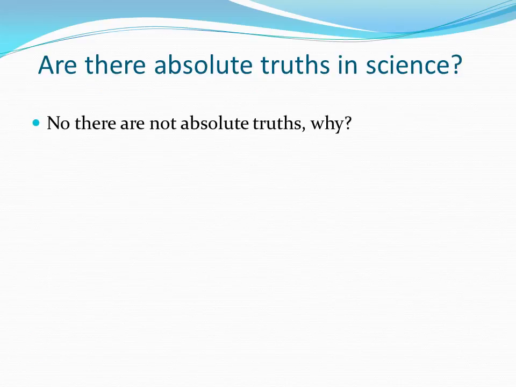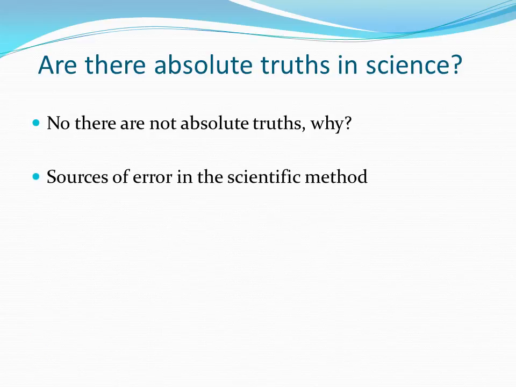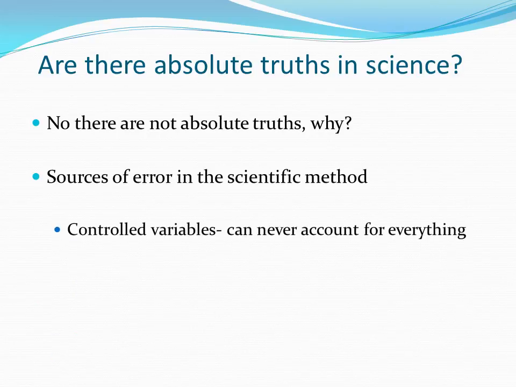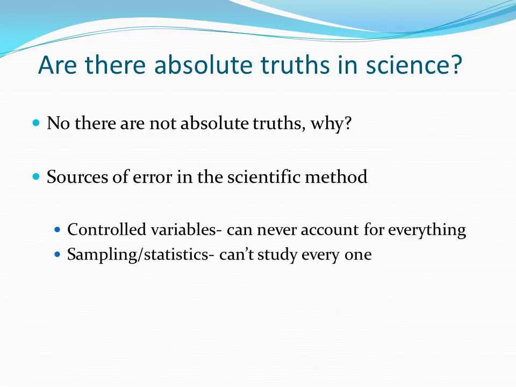Now, are there absolute truths in science? Not really. Absolute truths are really difficult because there's a lot of error in the scientific method pathways. Okay? You can never account for all the control variables. So the key here is when we set up our experiments, we want to have one or maybe just a very few independent variables. We want to have one dependent variable, but those control variables are really hard to control for. Now the sampling and the statistics, not everyone can get every part of the statistics out for every experiment, so this sometimes makes it difficult.